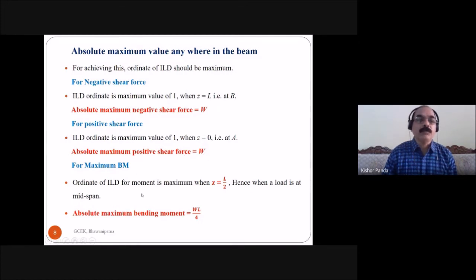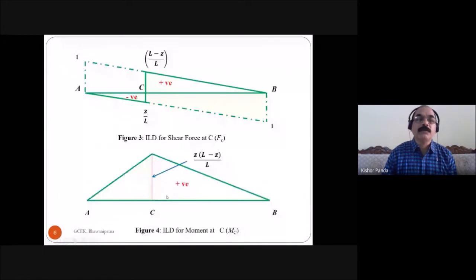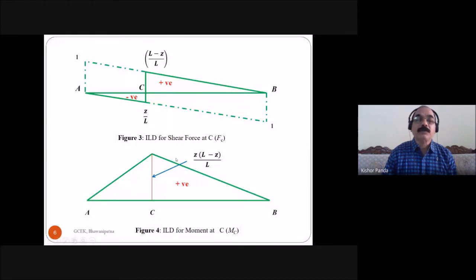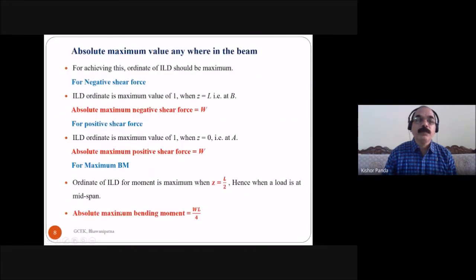Where will you get the absolute maximum bending moment? This is the ILD for the bending moment at C. Always at the center, you will get the maximum, when Z is equal to L by 2. At that position, you will get the absolute maximum bending moment. The ordinate of the ILD for moment is maximum when Z is equal to L by 2. Hence, when the load is at midspan, the absolute maximum bending moment is equal to WL by 4.